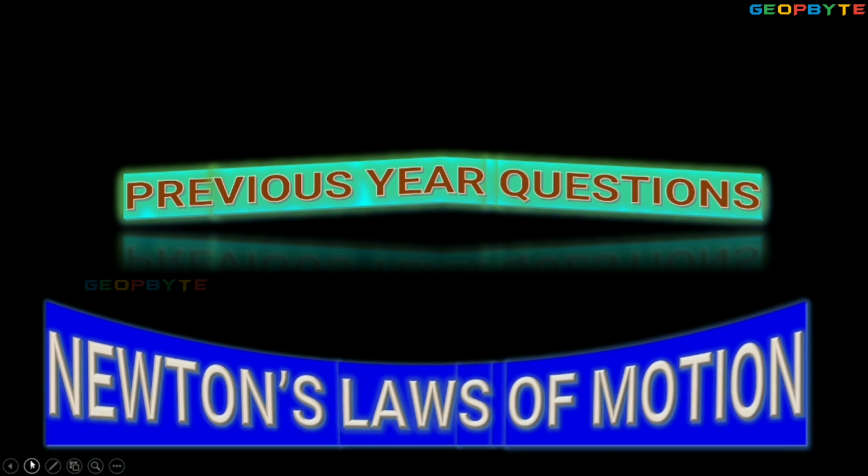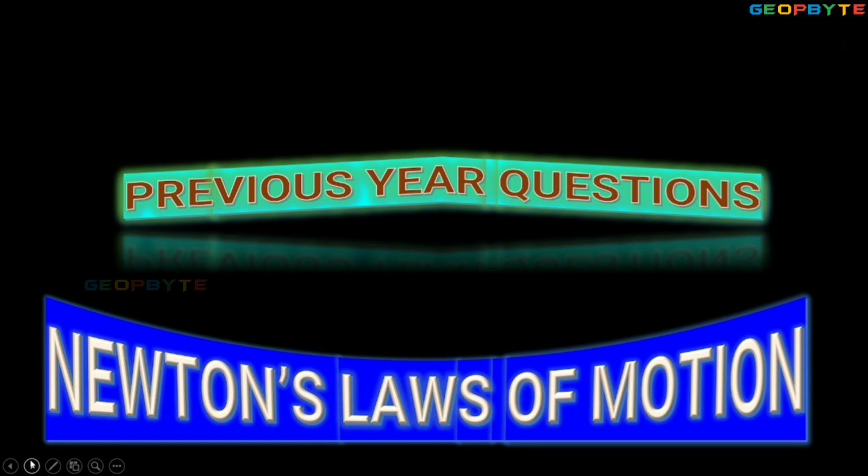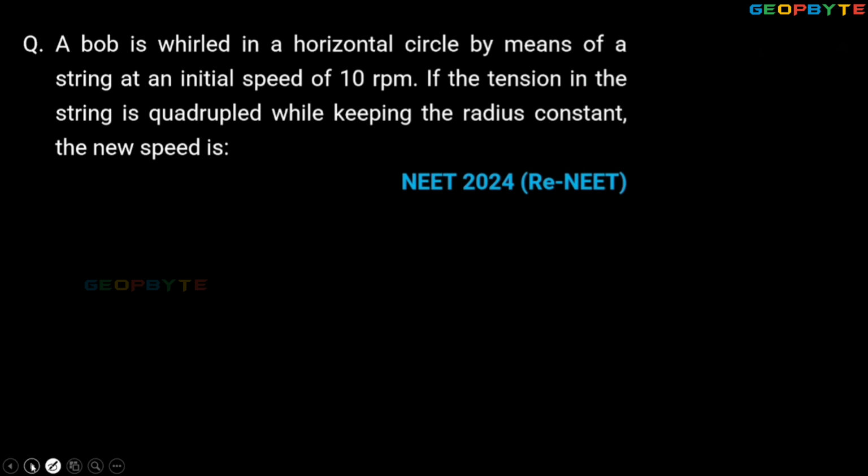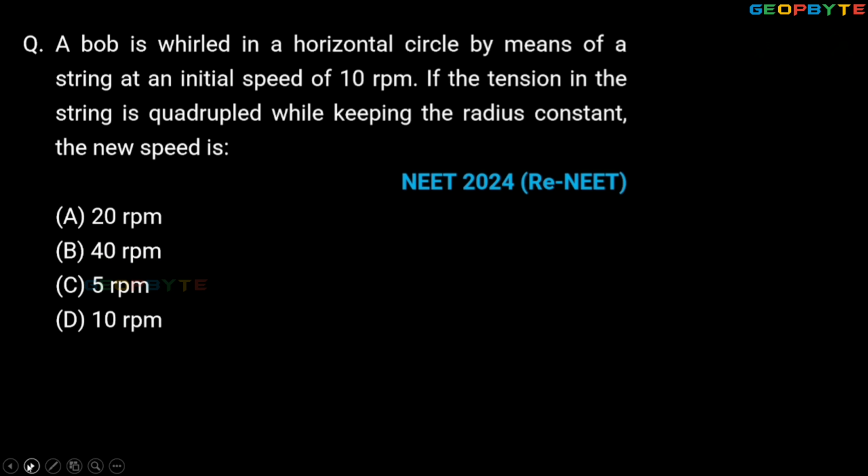Now let us discuss the previous year questions for the very easy and important unit, that is Newton's laws of motion, also called simply laws of motion. From this very easy unit, minimum one question can be expected, maximum two questions can be expected for the NEET exam. That is the weightage of this particular simple unit. Shall I take the very first question? Yes, look at the very first question asking like this.